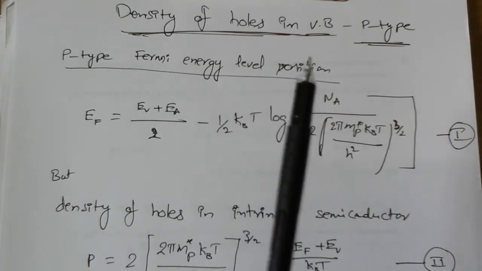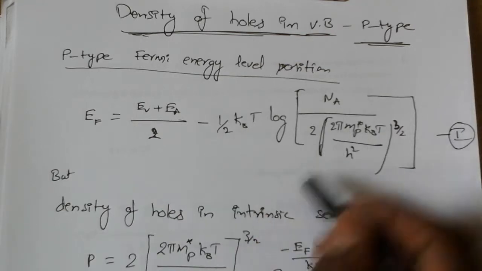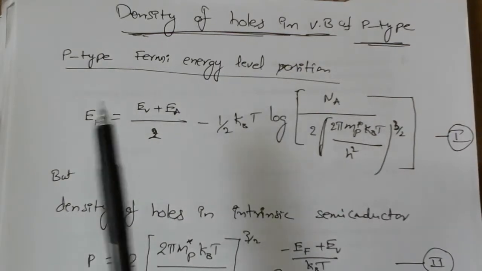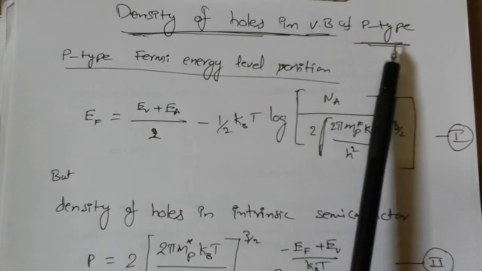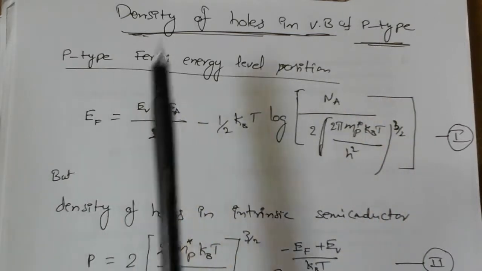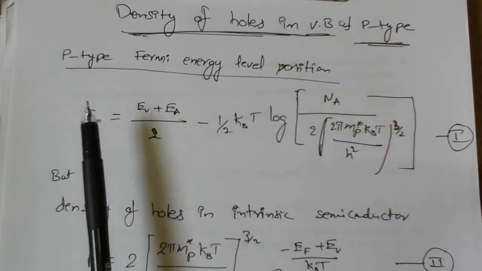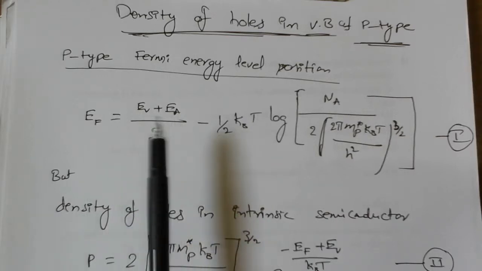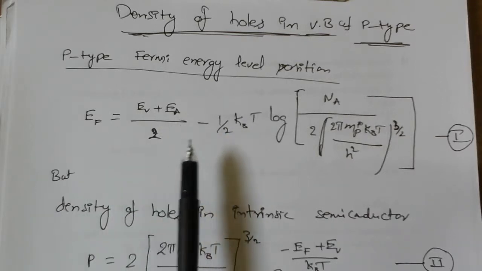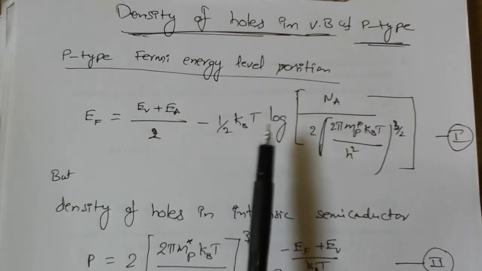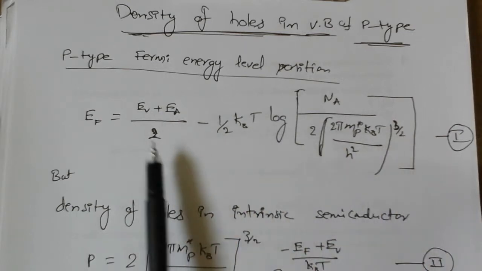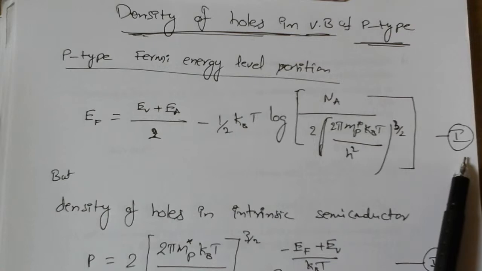Density of holes in the valency band of a p-type semiconductor. Now the density of holes in the valency band in a p-type semiconductor, we have to calculate. For the purpose I am taking the p-type Fermi energy level position, which we have just calculated: EF is equal to (EV plus EA) by 2 minus 1 by 2 kBT log of NA by 2 into (2 pi mp star kBT by h square) whole power 3 by 2. This is equation number Roman 1.